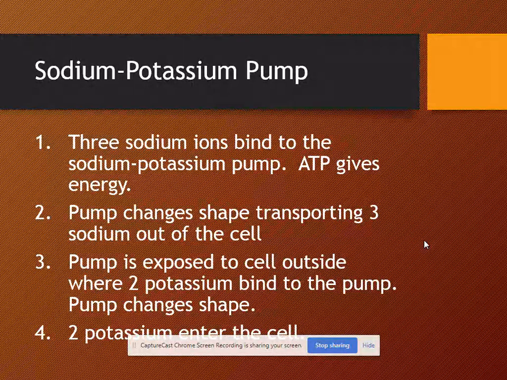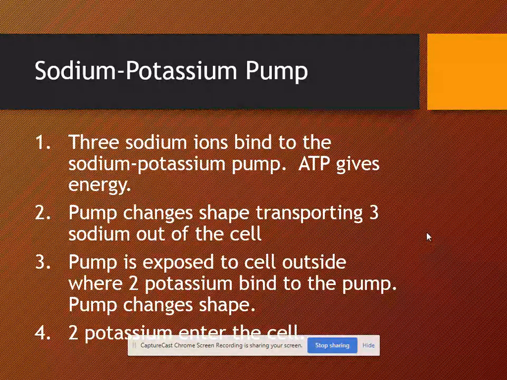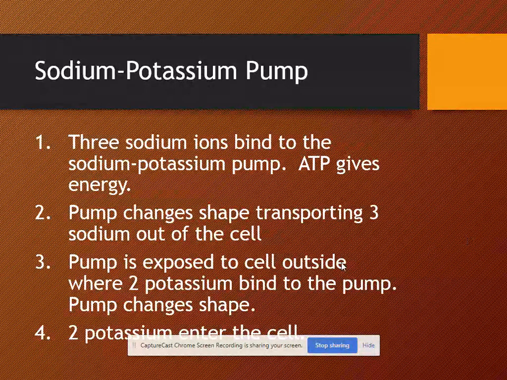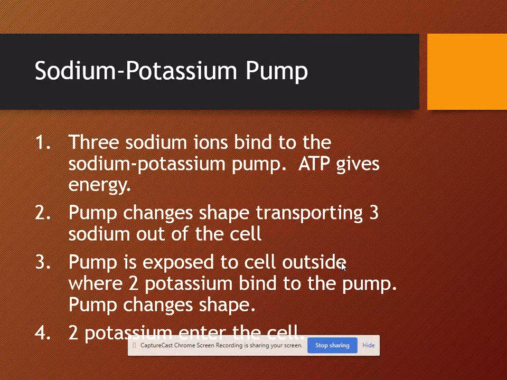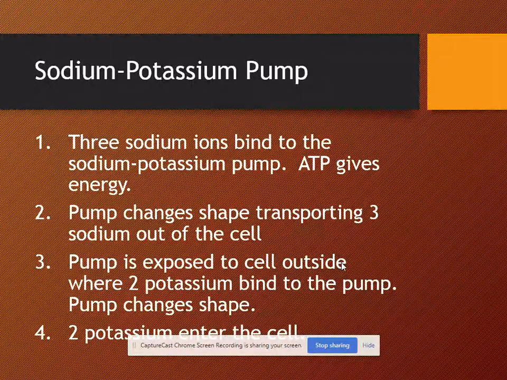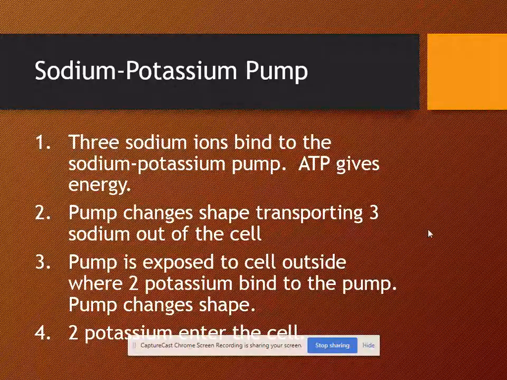The 2 potassium come in, and when they enter, the pump will change its shape again, and that potassium will enter the cell. Remember, potassium is more concentrated inside. So we're moving that potassium from the outside to the inside, from low concentration to high concentration.